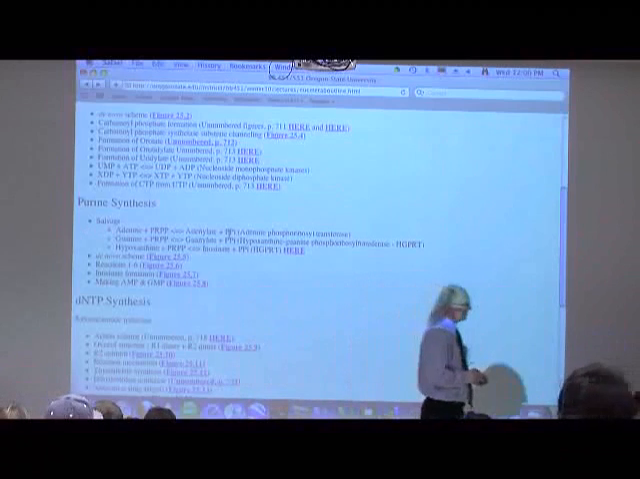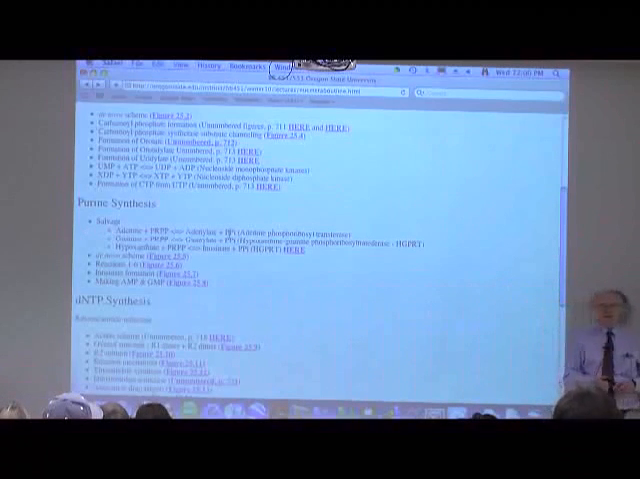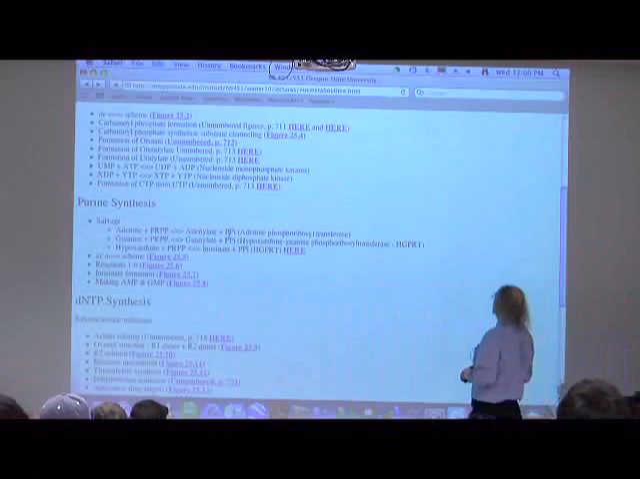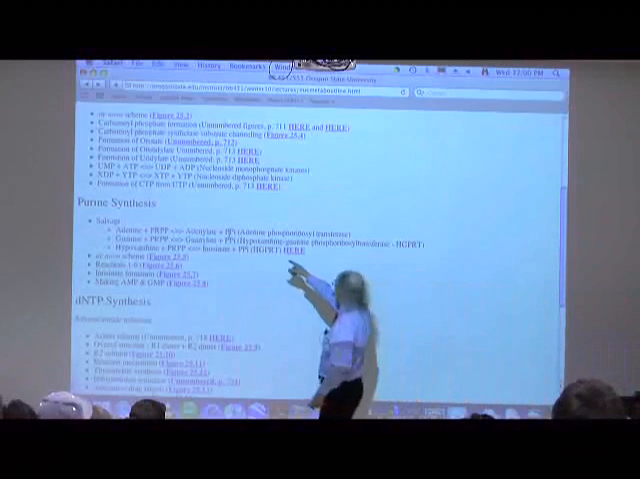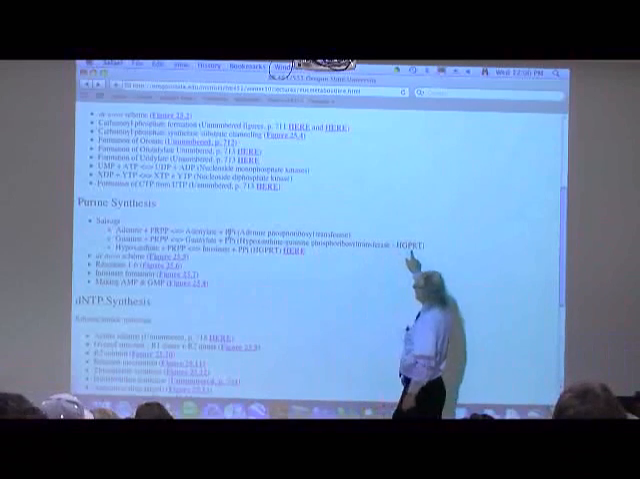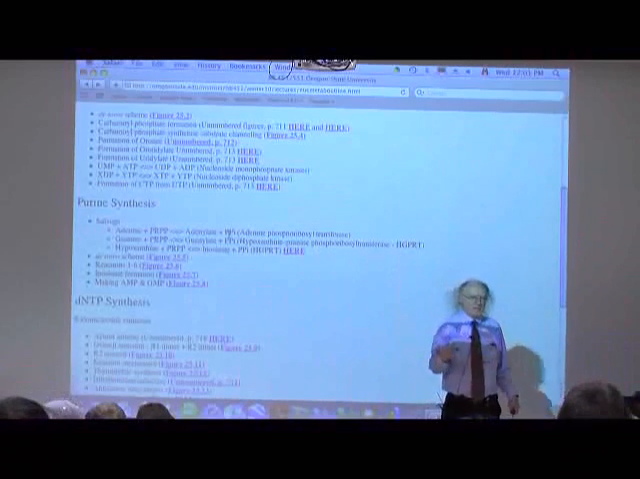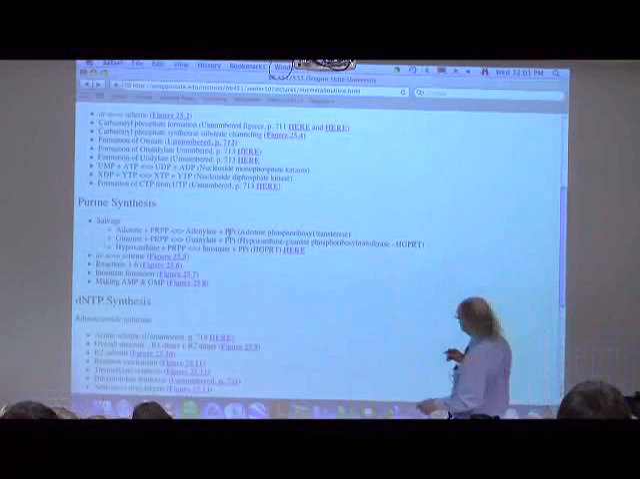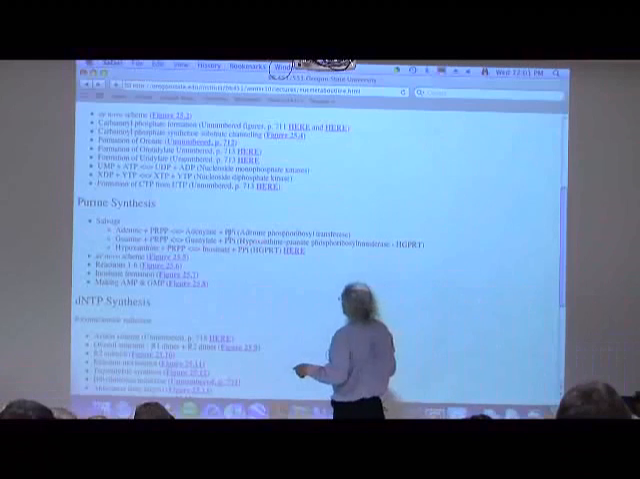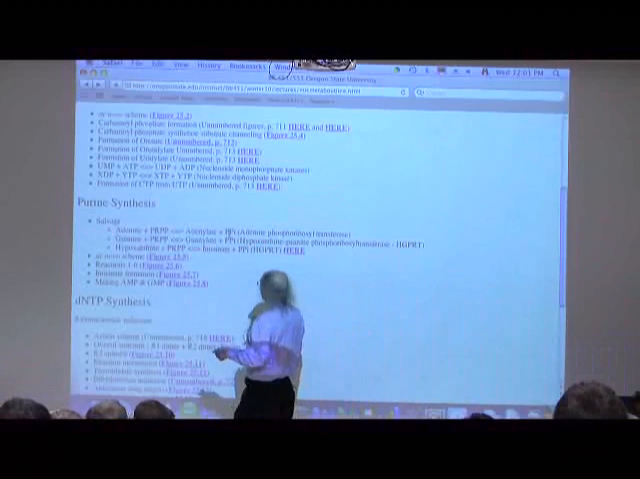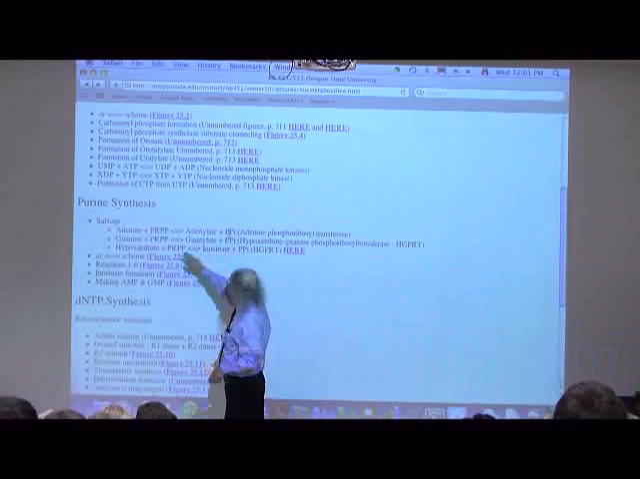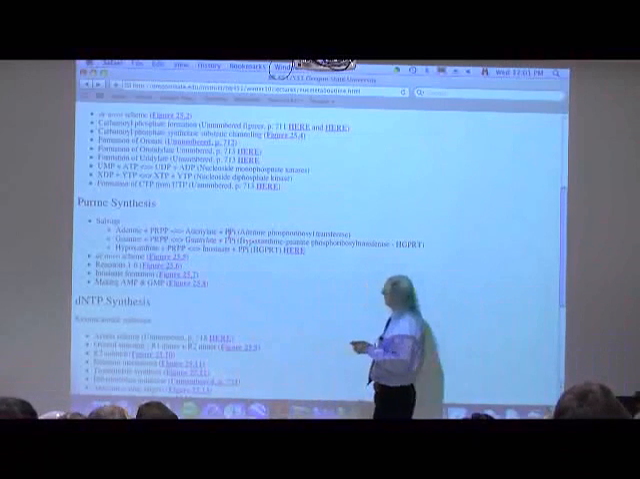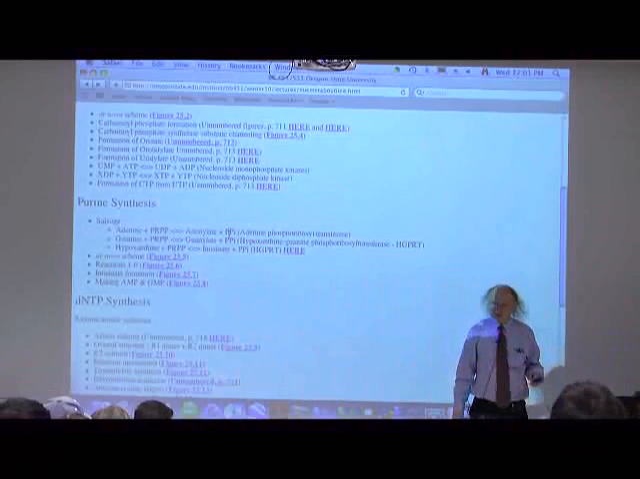And this involves an enzyme called hypoxanthine guanine phosphoribosyl transferase. It's this mouthful of a name right here, and more commonly, we call it HGPRT. Now, HGPRT catalyzes the reaction that you see here, and it catalyzes this similar reaction with hypoxanthine. Okay, so hypoxanthine is a breakdown product of the purine nucleotides.